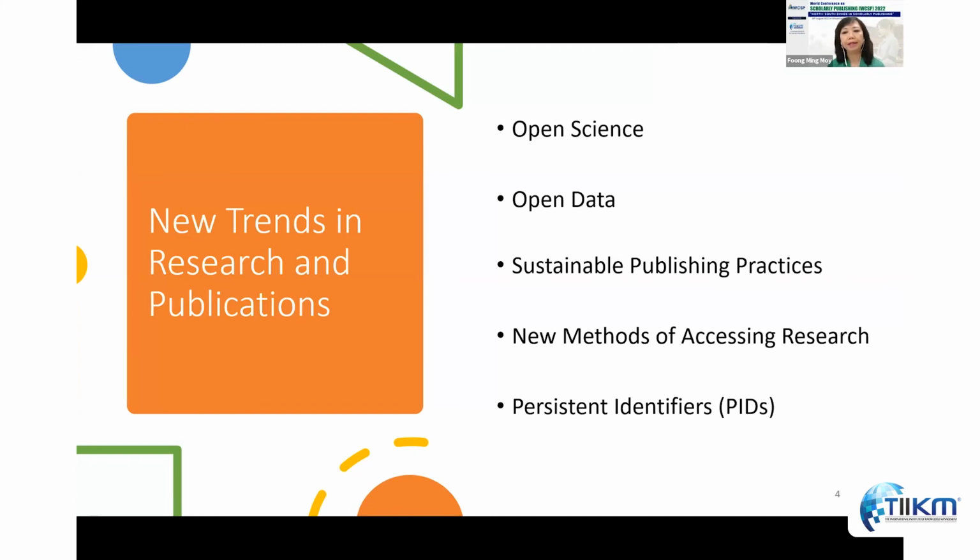Okay, and besides that, there are persistent identifiers, meaning that all manuscripts, whether in preprint format or peer-reviewed and published in open access journals or in print journals, are all given a unique ID called DOI, and it is easily searchable. Okay, so these are the new trends in research and publication.